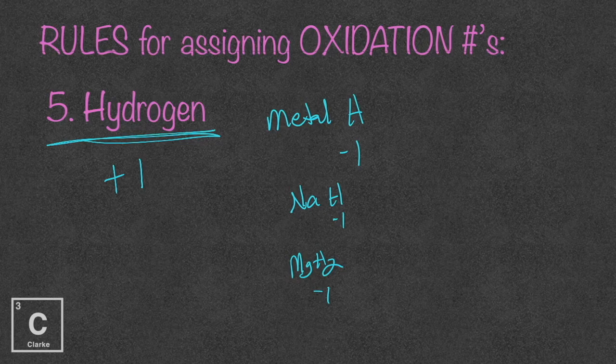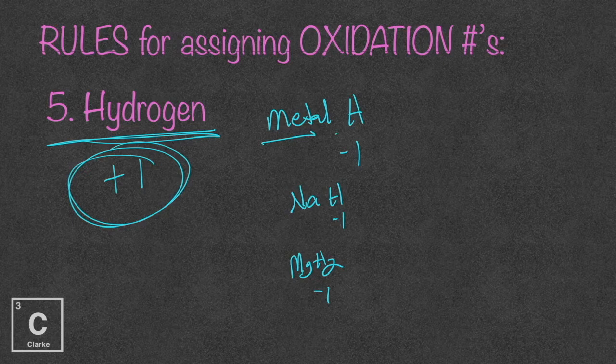So hydrogen, most of the time, is going to be this +1. Unless you have a metal and then hydrogen, then you're going to get this -1. That's our first big exception.